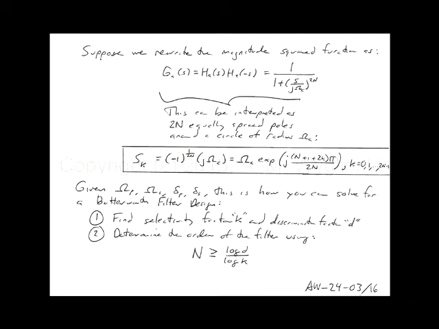So this is a beautifully simple filter. All you need is: where's your cutoff, and what's your filter order, right? And then put 2n zeros around a circle, equally spaced, of radius j omega_c. And you've got your Butterworth.